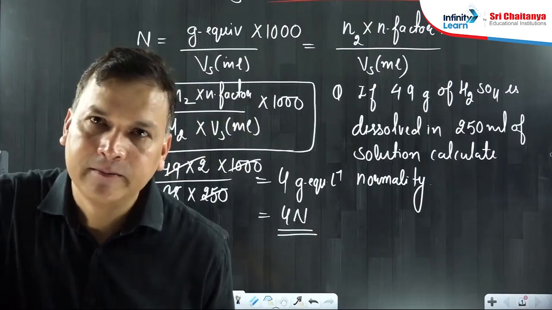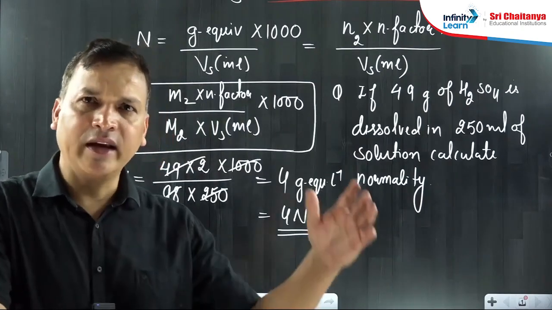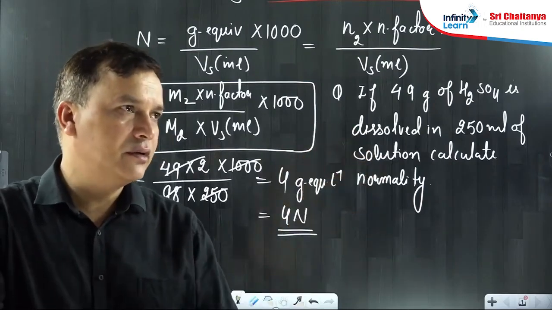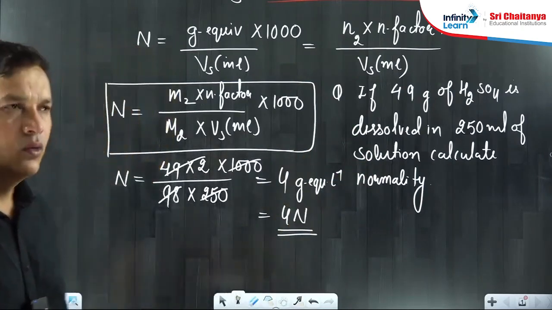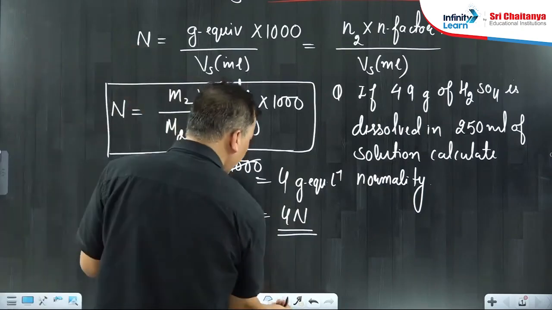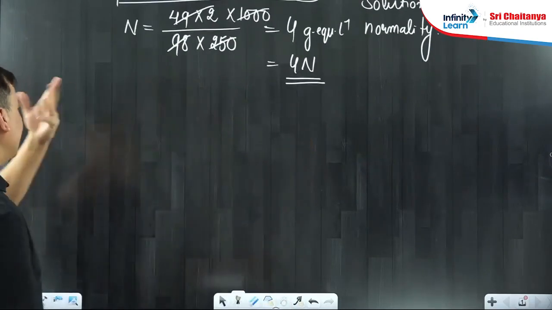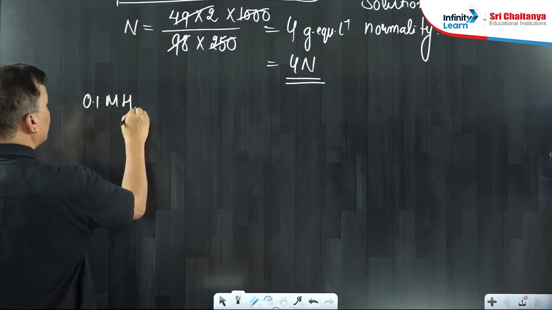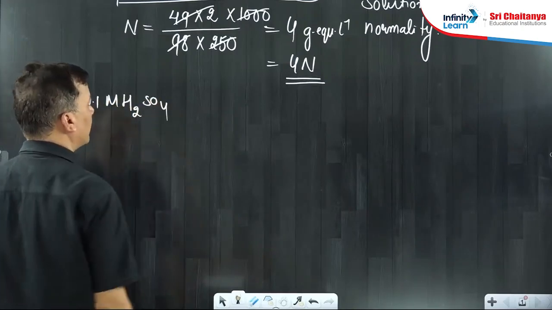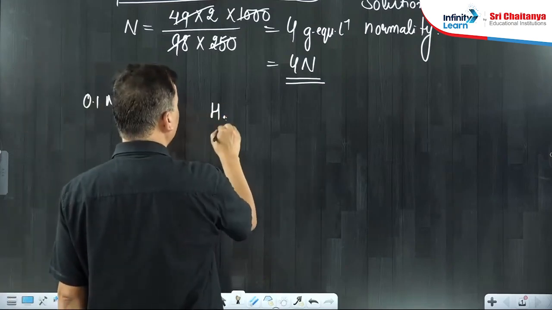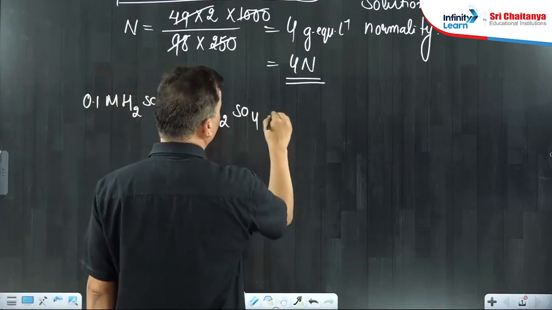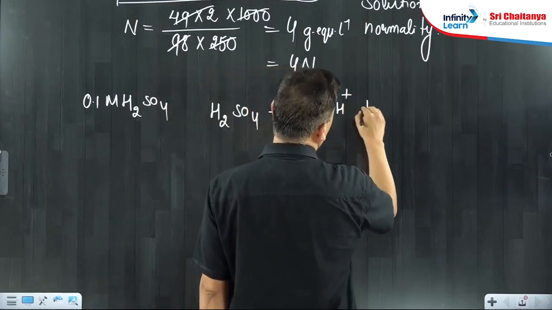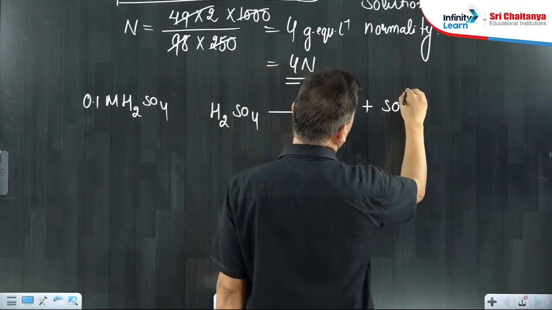Is that clear? Dear student, we can solve various numbers of problems based on this definition. Now, one thing that I thought important: yesterday I took 0.1 molar H2SO4 solution. H2SO4 gives 2 H positive and SO4 2 negative.